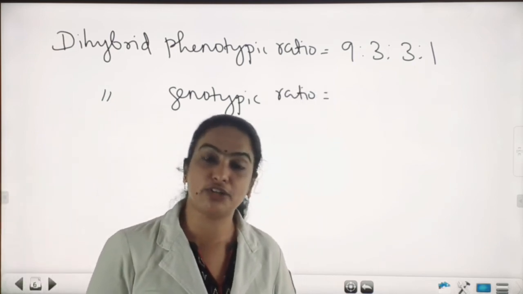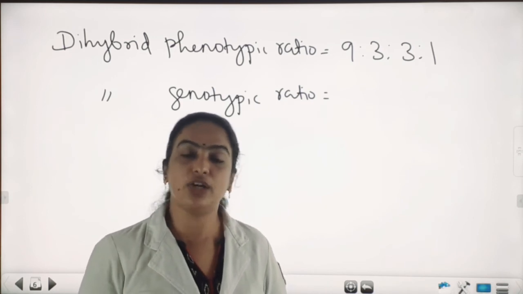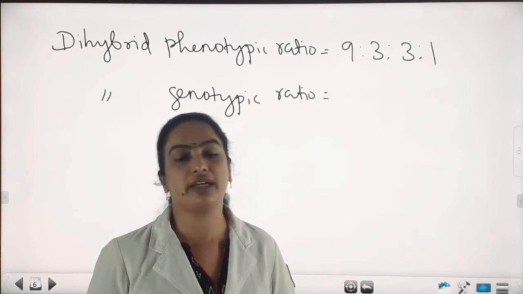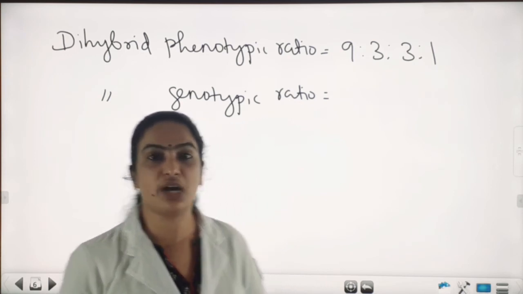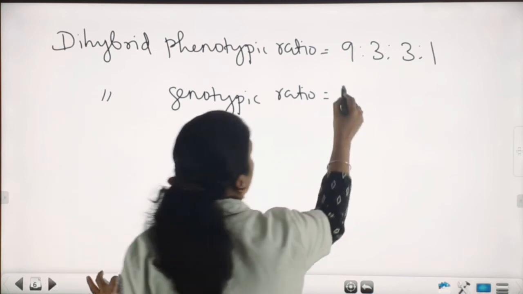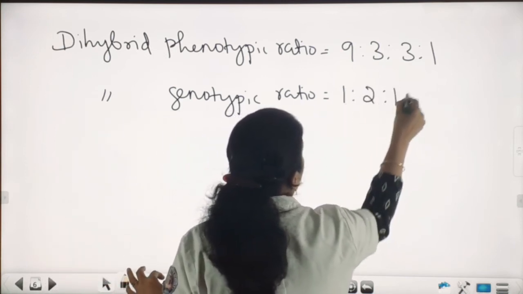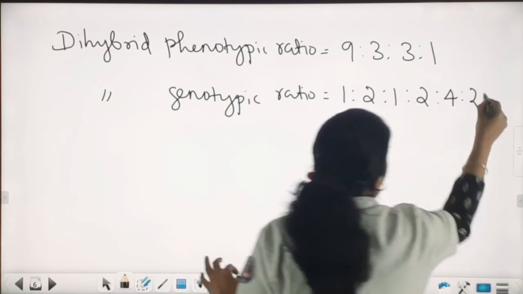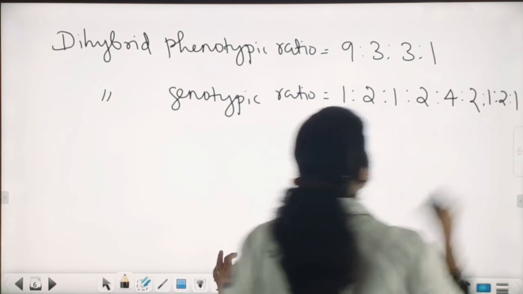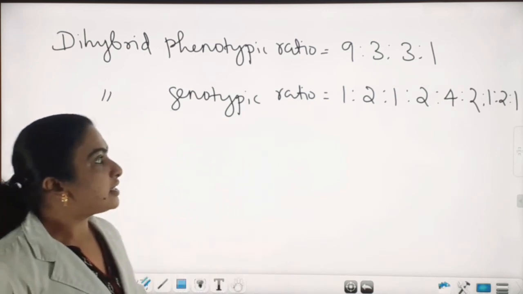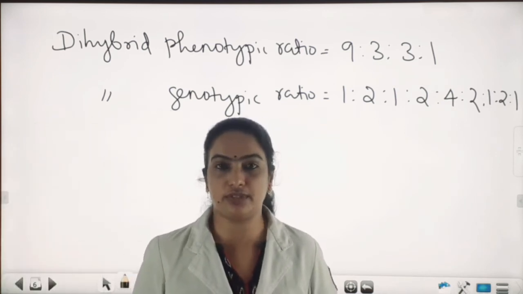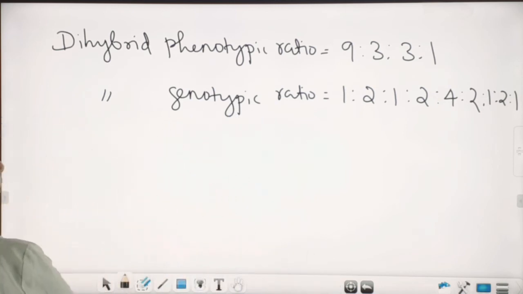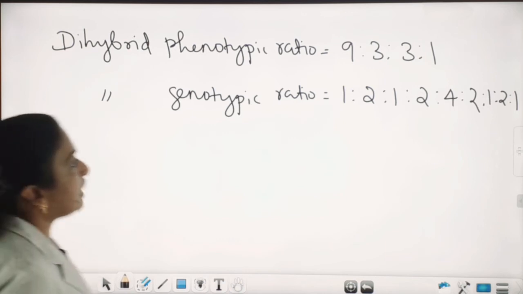For the dihybrid genotypic ratio, you have to find out how many homozygous round yellow, how many heterozygous round yellow, then how many homozygous wrinkled green, and how many heterozygous wrinkled green. Like that you have to find out. Anyway, you will get the genotypic ratio 1:2:4:2:1:2:1:1. This is the dihybrid genotypic ratio. Is it clear? You can do it individually. And that's all about the dihybrid cross.